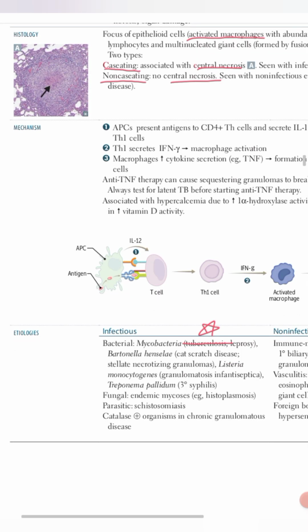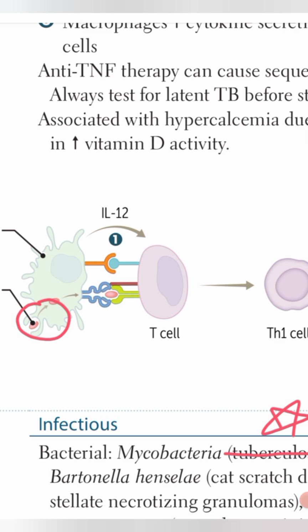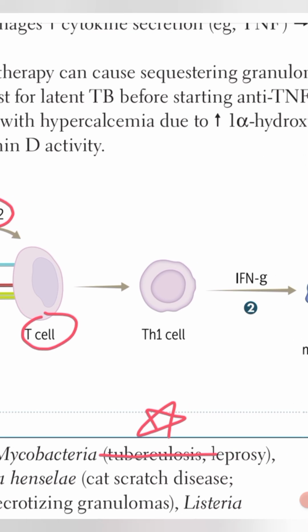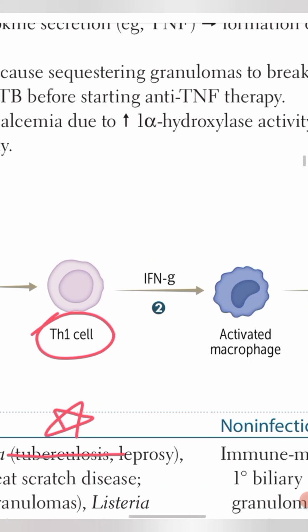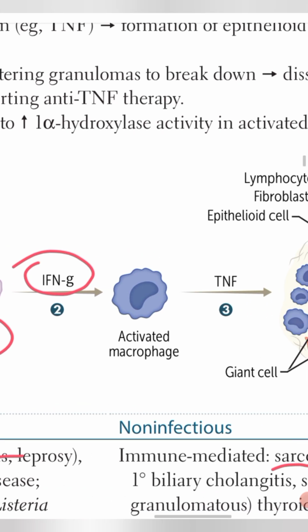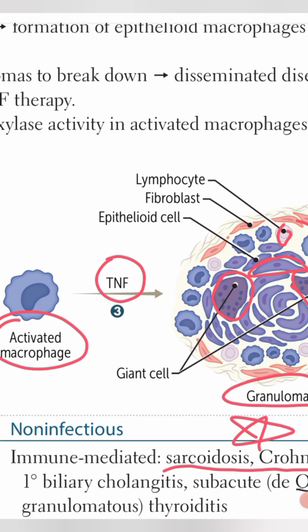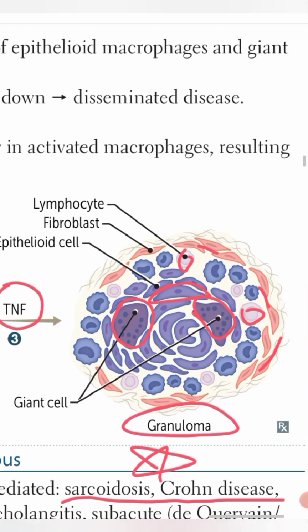If we see the mechanism, the antigen presenting cell presents the antigen to the CD4 helper T cells, and then they secrete interleukin 12. Then the CD4 cells are converted into Th1 cells. They secrete interferon gamma. They activate the macrophages. Macrophages secrete cytokines like tumor necrosis factor, and then they form the epithelioid macrophages and the giant cells.